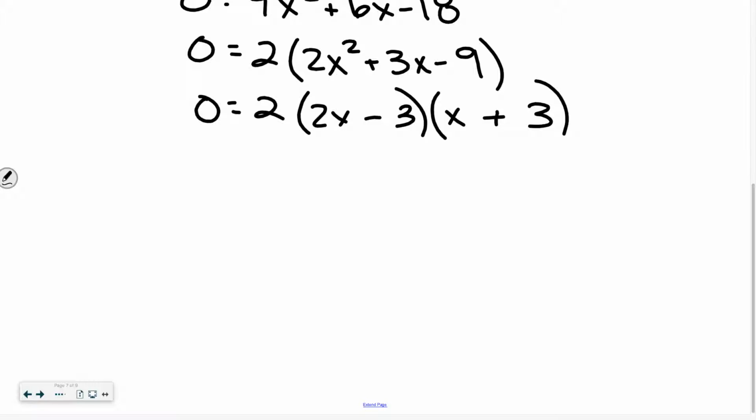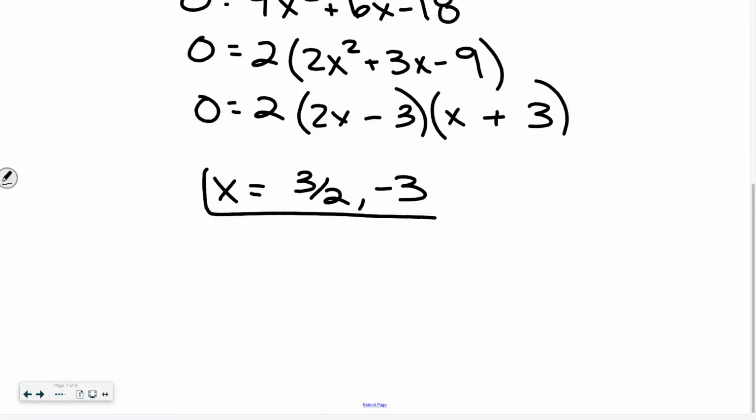So when I FOIL this out, I would get 2x squared. I would get -9, and then my outsides with my fingers, 2x times 3 is positive 6x. -3 times x is -3x, and that makes the positive 3x that I want. What are my answers? X equals 3 over 2 and -3. Check both of those. -3 does not work. It makes your denominator equal 0. So cross it off and call it extraneous.